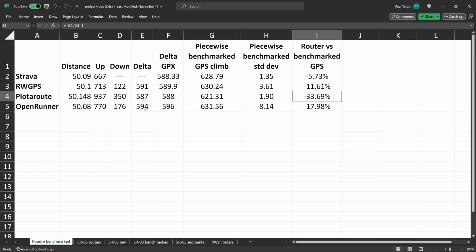Here is a summary table of the benchmark calculations. Since all the routers have similar values for difference in elevation between the start and the finish, the piecewise calculation of the total climb for the benchmark versions are all similar between routers, about 630 meters. This is closer to the Strava value of 667 meters than the other routers.